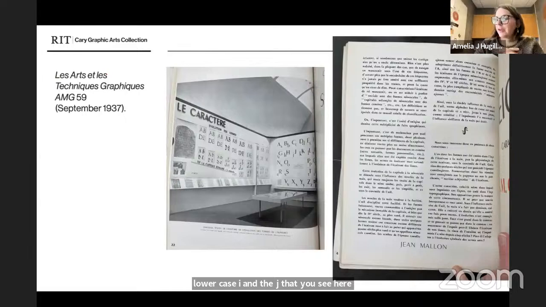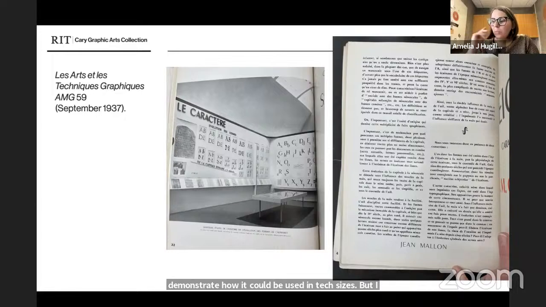Now, the documentary photographs of the fair are so informative in this issue. On the left is an exhibit in the fair showing how they conceived the Peignot typeface, drawing from all those historical, inscriptional, calligraphic, and typographical precedents. Also, the AMG issue is set entirely in Peignot. They were trying really hard to demonstrate how it could be used in text sizes.